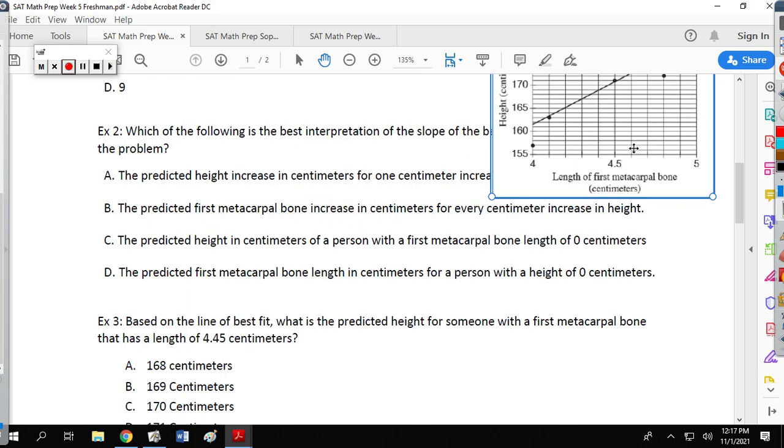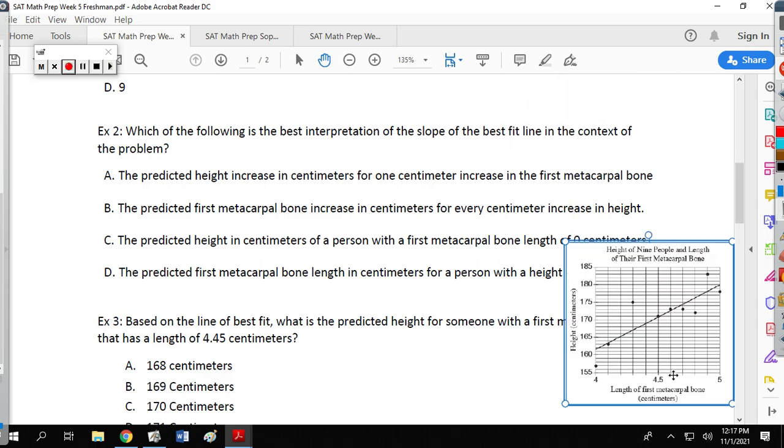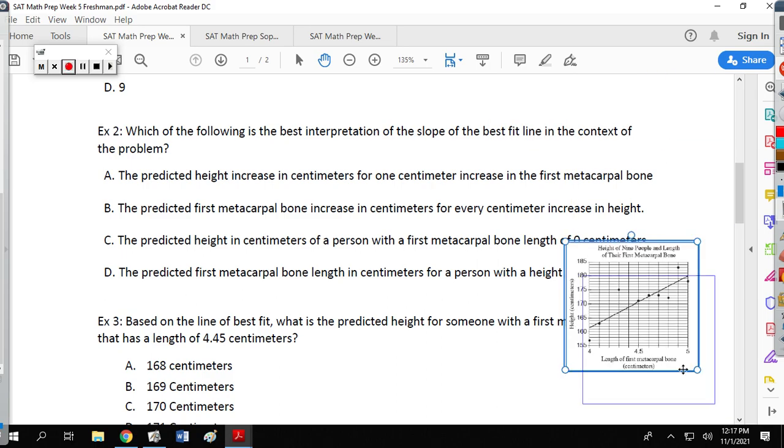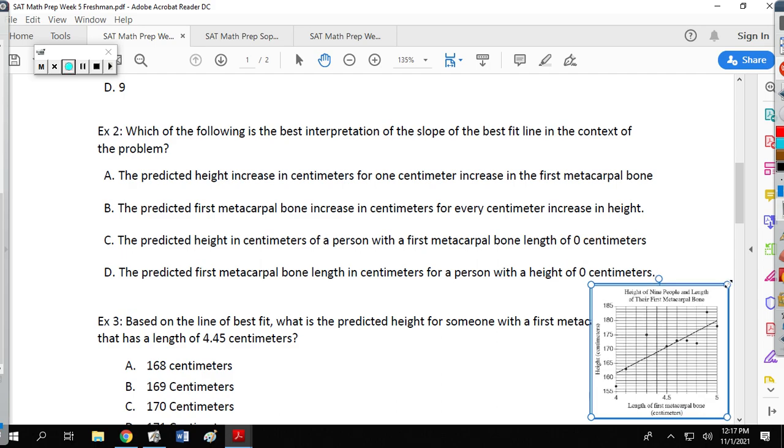We're just going to put it over to the side here so we can move it around as we need to. Okay, so here is the same scatter plot. It's on your paper, so you shouldn't need to redo this, right? You've got it available to you. Okay. So it says, which of the following is the best interpretation of the slope?